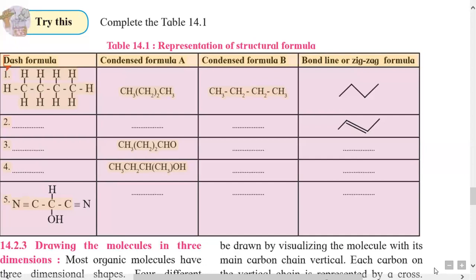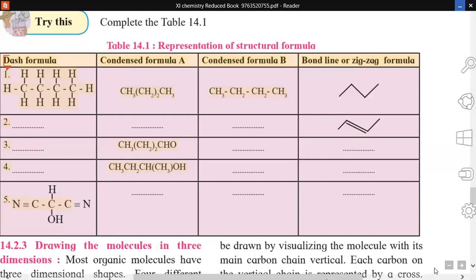In short, you must be able to write the dash formula, then the condensed formula and the bond line formula for different compounds.